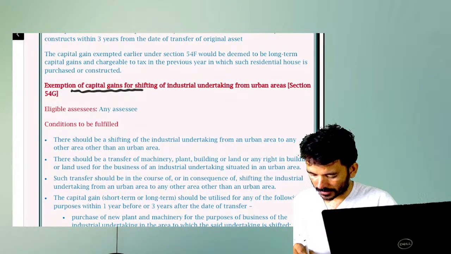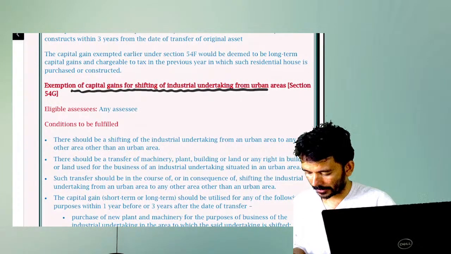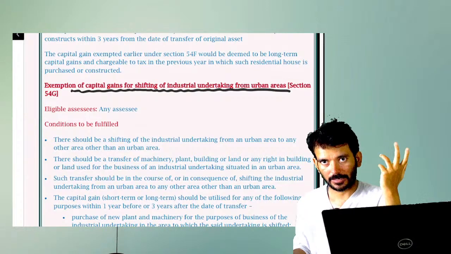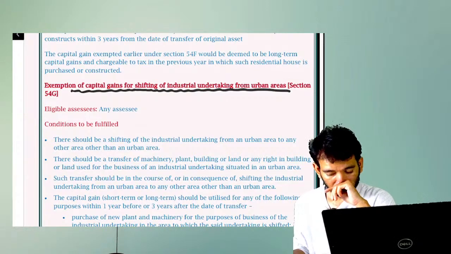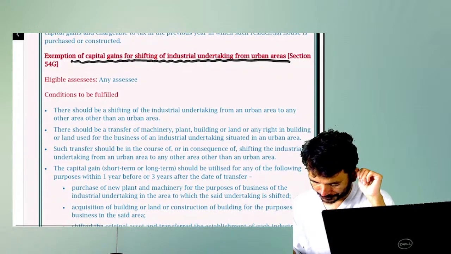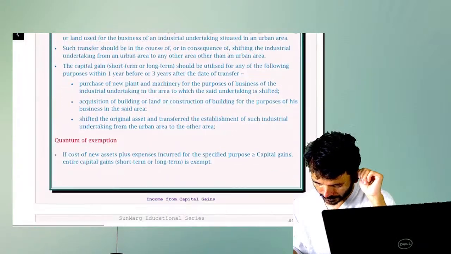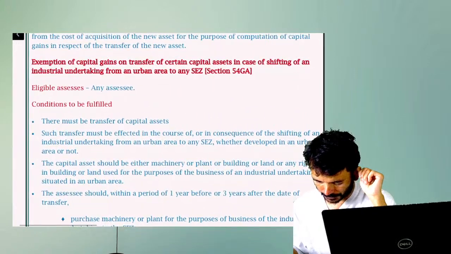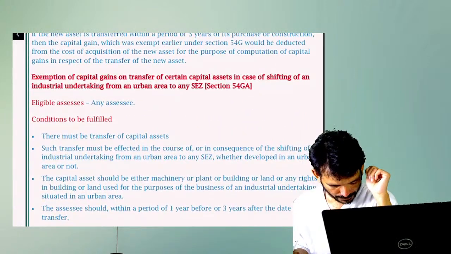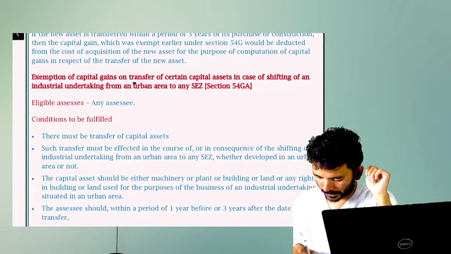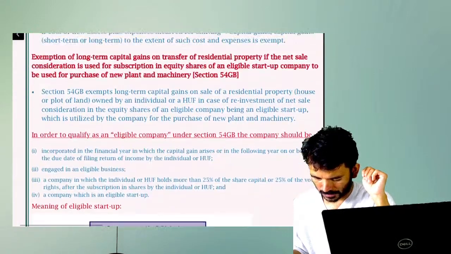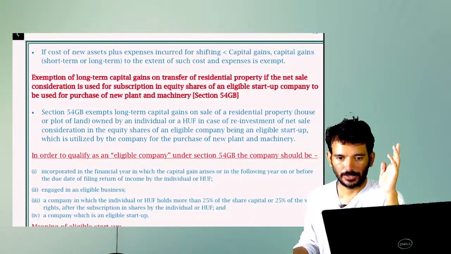Exemption of capital gains for shifting of industrial undertaking from urban areas. So this is also kind of the same as what we have discussed, that is an industrial undertaking. It is shifting, okay. This is not important, so I want to skip this, guys. Exemption of capital gain on transfer of certain capital asset in case of shifting of an industrial undertaking. It is also not so important. I am not spending time on this. You can read it again, proportionately you will do it.